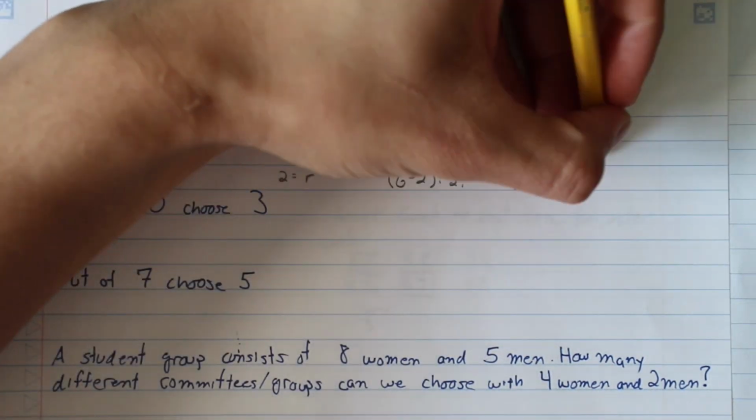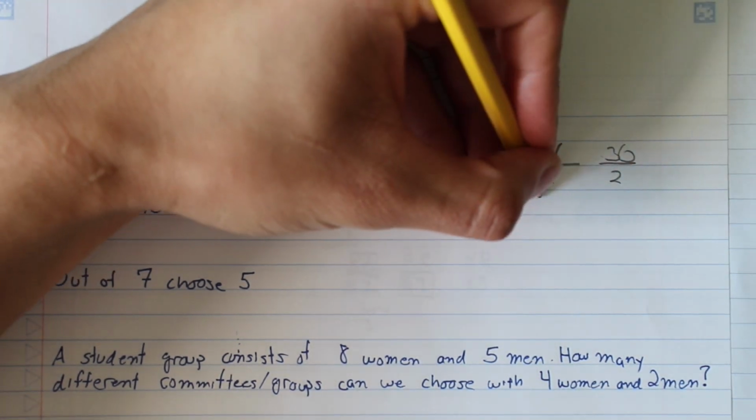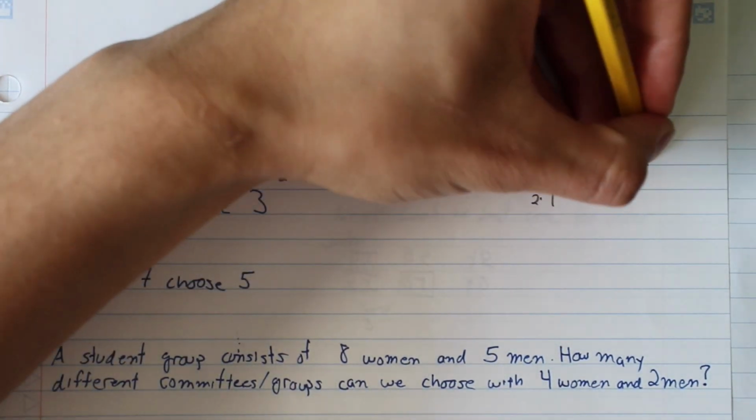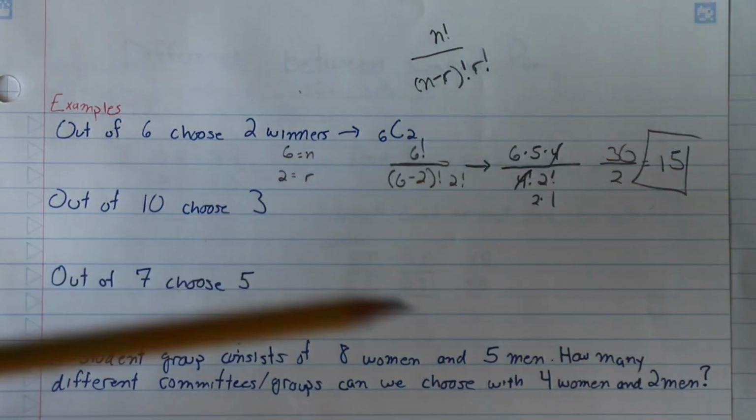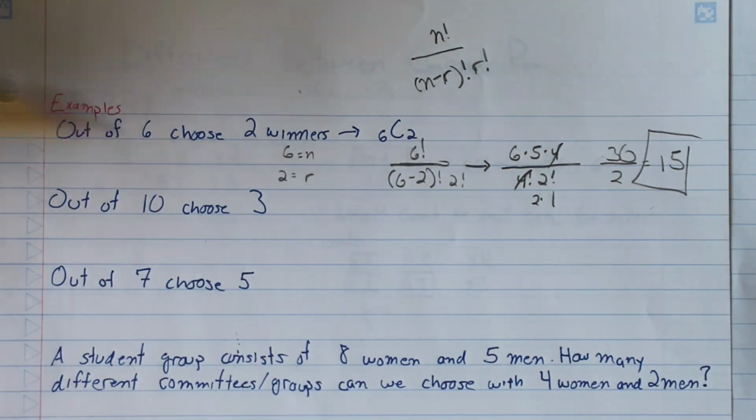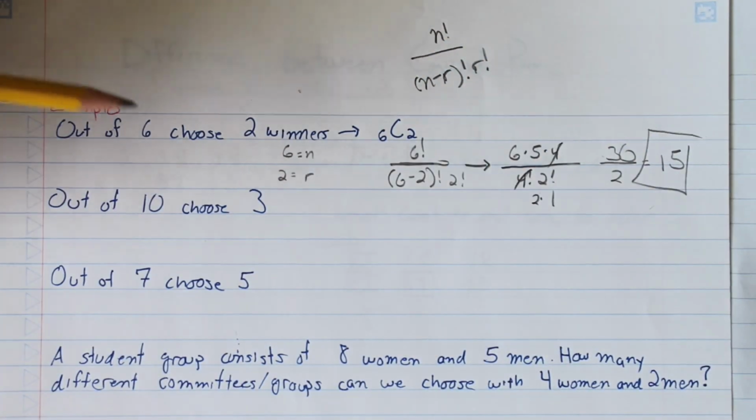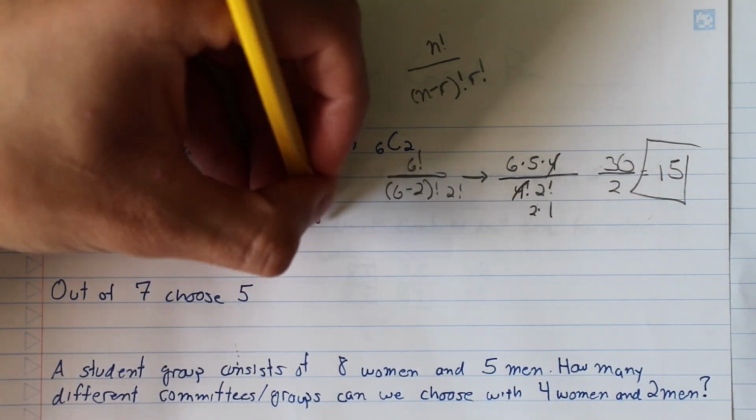And so that 6 times 5, that's going to be 30, and divided by 2, that would actually be 2 times 1, but since anything times 1 is itself, that's going to be 15, okay? So that's going to be the amount of combinations that you can have out of those 6 when you choose 2 winners. And obviously it's much smaller than if it would be a permutation. So now we're going to do the next one. Out of 10, choose 3.